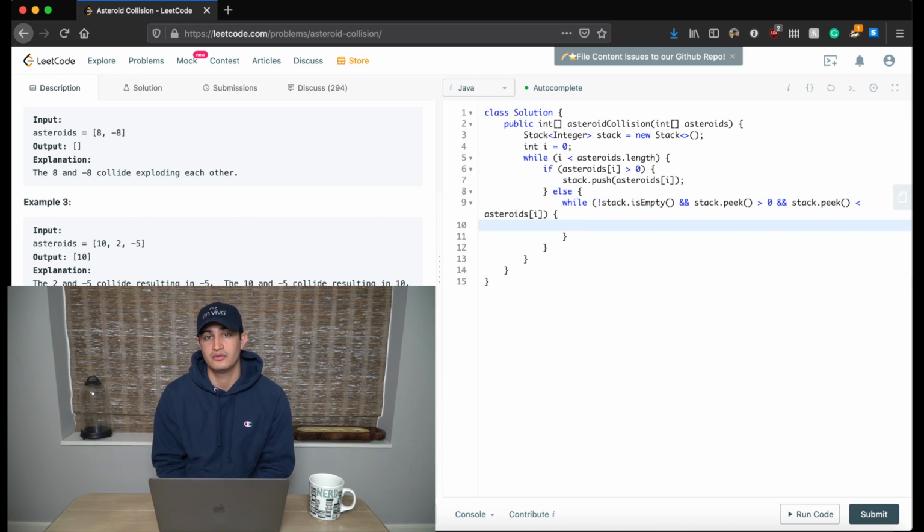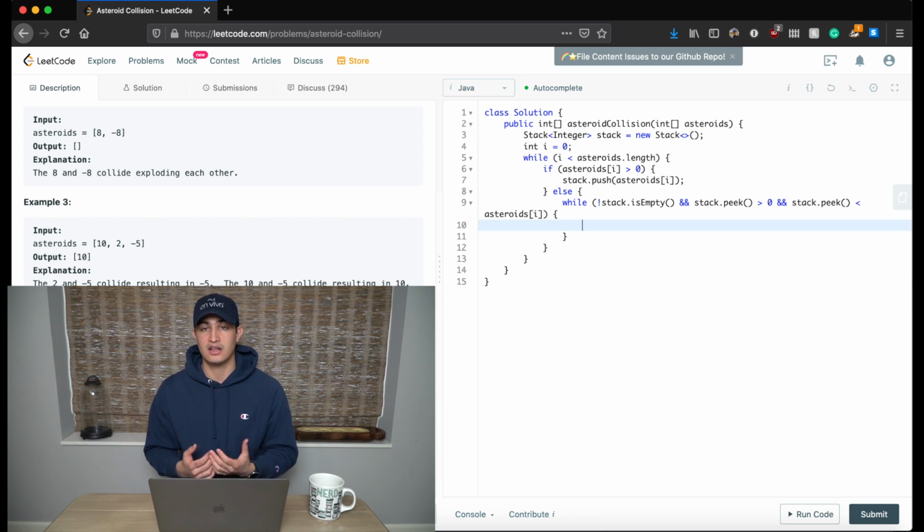So this means a couple things. The first being that we have something in our stack. The second is that the thing at the top of our stack is also moving in the opposite direction of the current asteroid, right? Our asteroid at the top of our stack is moving right, and the asteroid that we're currently on is moving left, so they're definitely going to collide.